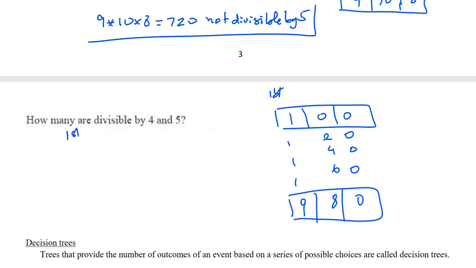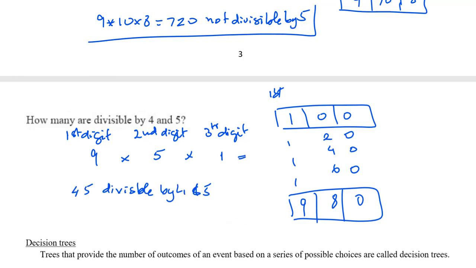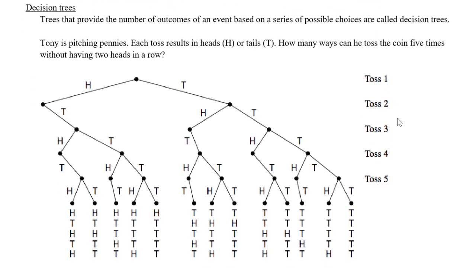So the first digit, we still have 9 choices. For the second digit, we're going to have either 0, 2, 4, 6 or 8, which is 5 digits to choose from. And the third digit must be 0, that means only one choice. So if I multiply 9 times 5 times 1, we'll get 45 that are divisible by 4 and 5 at the same time.